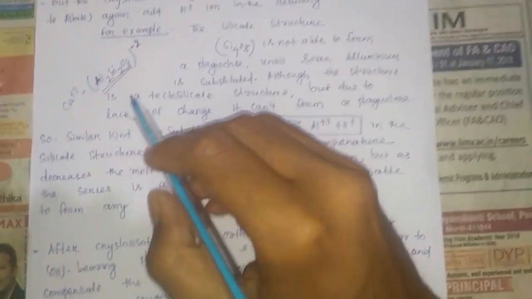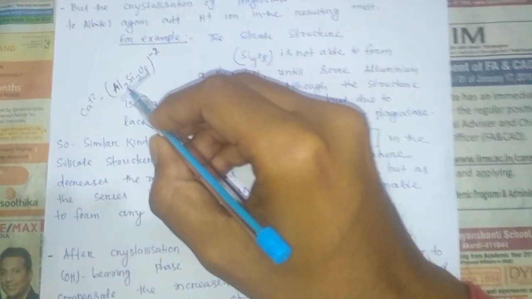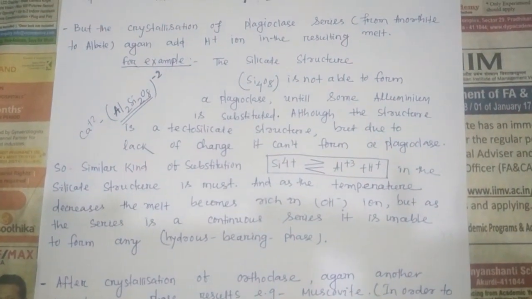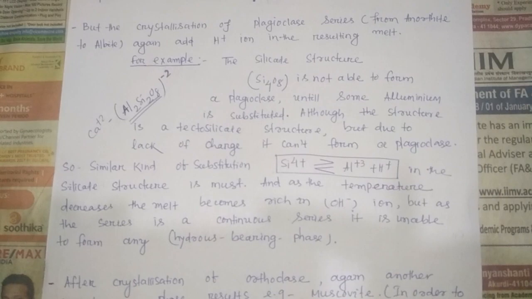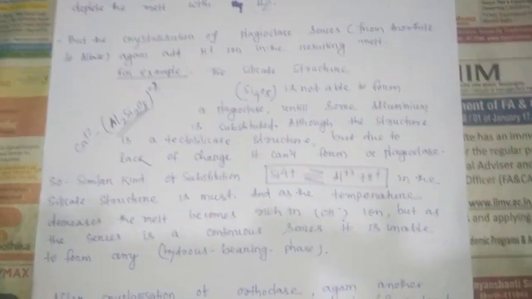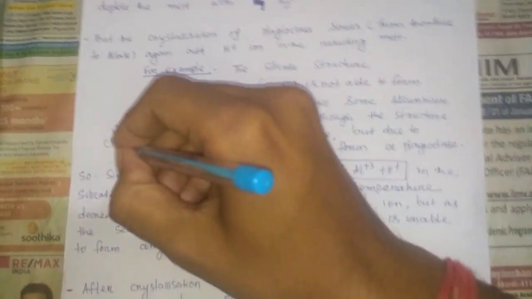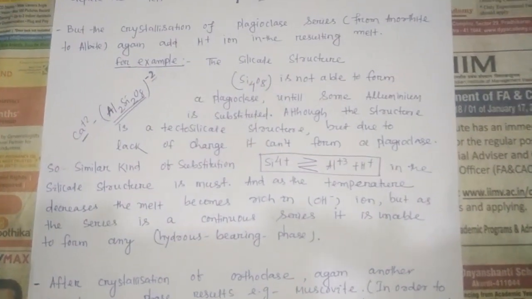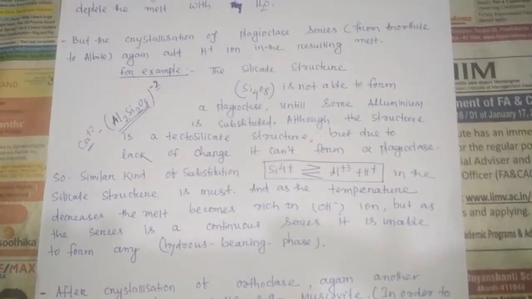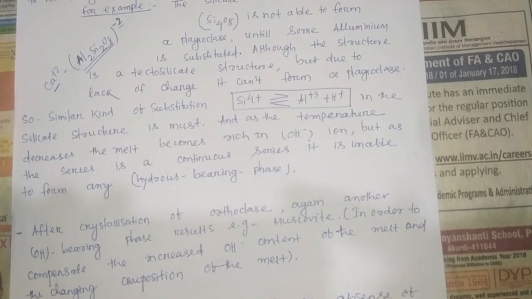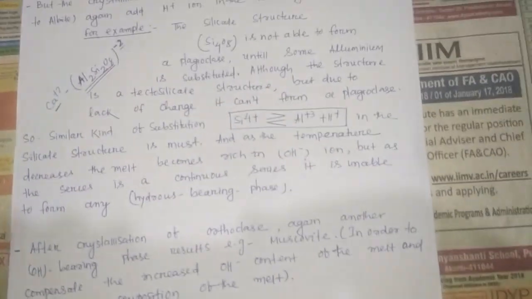So what happens actually is that there is some amount of aluminum substitution in the silicate structure, and if you calculate the charge of Al2Si2O8, you will get a -2 charge, and due to this net negative charge, the calcium ion, because calcium has a charge of +2, makes a bond with the aluminum silicate structure. So there is a similar kind of substitution: Si4+ is equal to Al3+ plus H+ in the silicate structure.